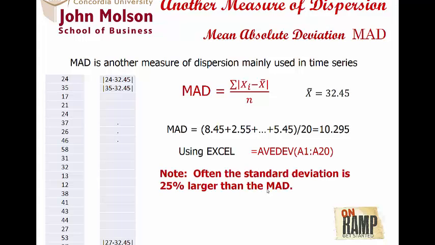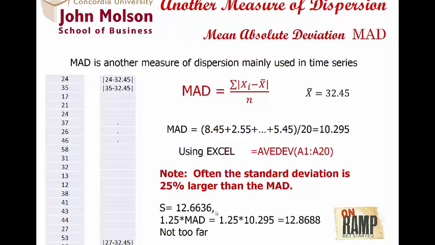Often there are some rules that we come to just with experience. Rule of thumb: we say that often the standard deviation is 25% larger than the mean absolute deviation. Let's see in our case if it makes sense. The standard deviation that we have was 12.6636, which we just calculated before. And if I take the MAD and multiply by 1.25, it gives me 12.8688.